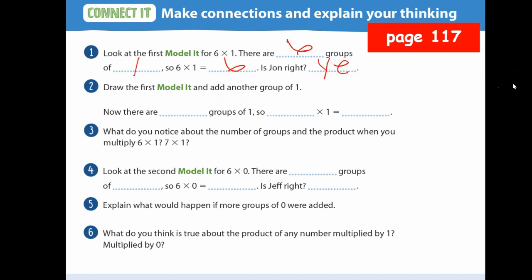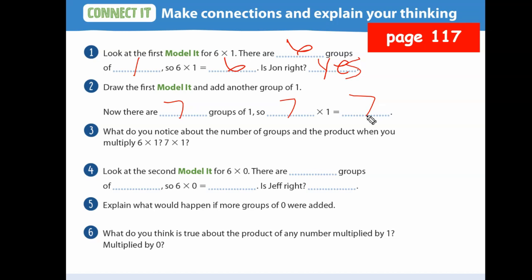Okay, so now there are 7 groups of 1. So what was the multiplication again? Somebody said it? 7 times 1. 7 times 1 is 7. Okay. So what do you notice about the number of groups and the product when you multiply 6 times 1 and 7 times 1? It's the same answer as one of the numbers, right?